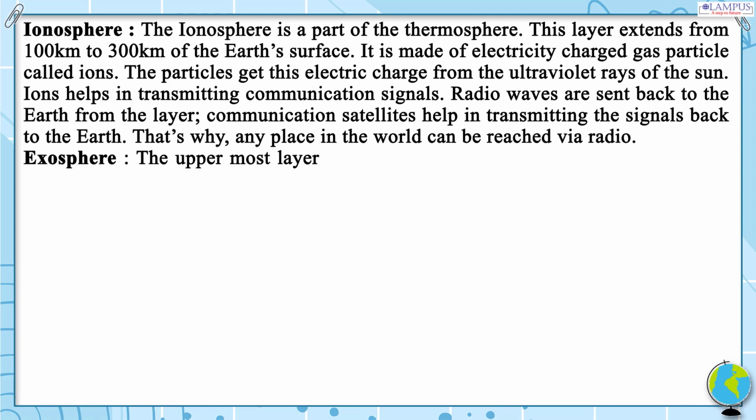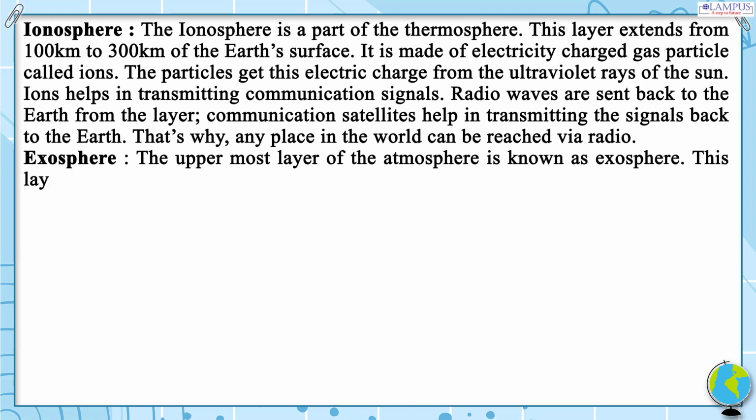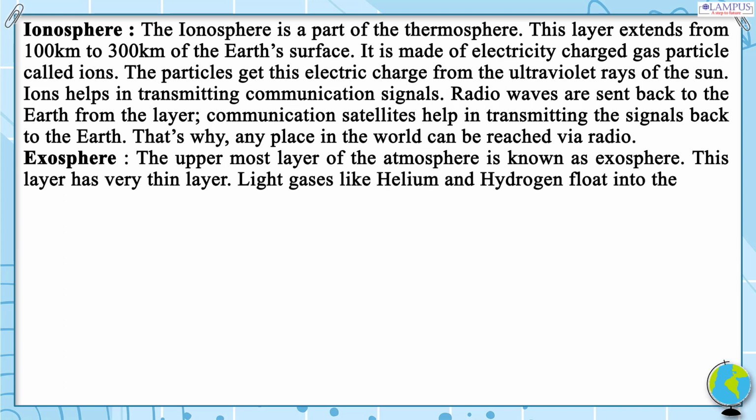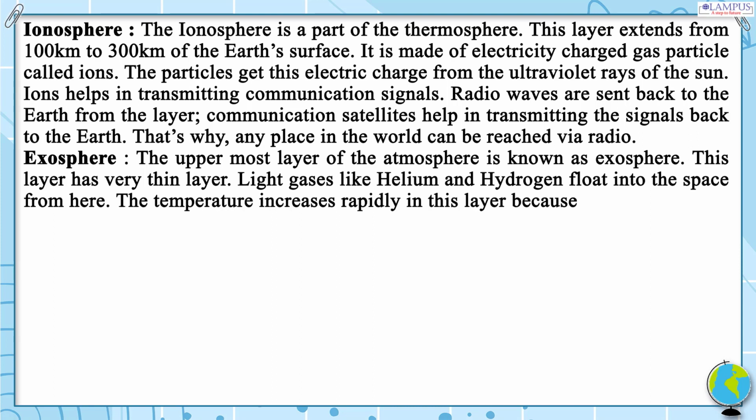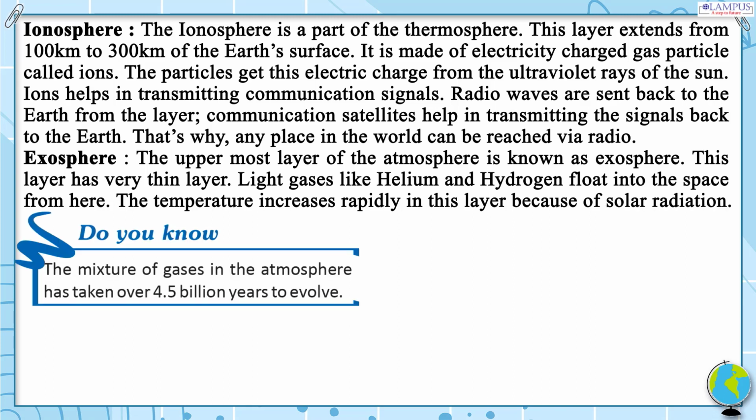Exosphere. The uppermost layer of the atmosphere is known as the exosphere. This layer is very thin. Light gases like helium and hydrogen float into space from here. The temperature increases rapidly in this layer because of solar radiation. Do you know, the mixture of gases in the atmosphere has taken over 4.5 billion years to evolve.